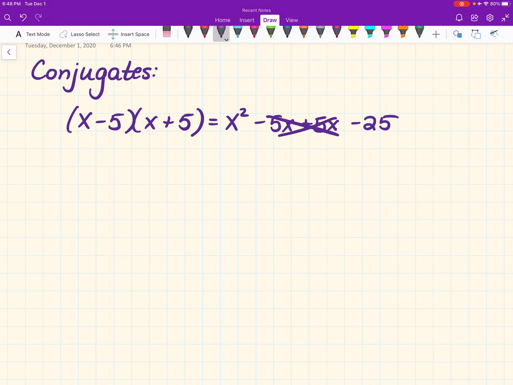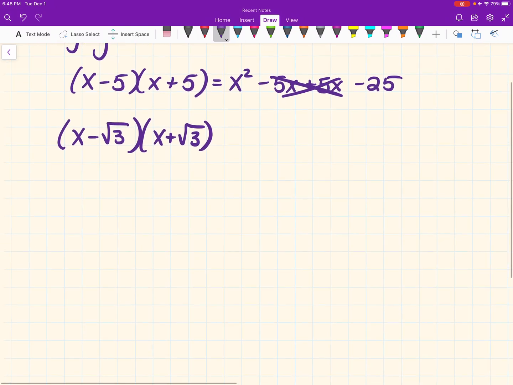Okay, so for example, if I had x minus root 3, the conjugate of that would be x plus root 3. Okay, and the reason we're going to be using conjugates is to get square roots out of the denominator when they're added to something else. If it's a plain old square root in the denominator, we just need to rationalize by multiplying by the same square root. But if we have something added or subtracted to the square root in the denominator, now it becomes much more difficult.